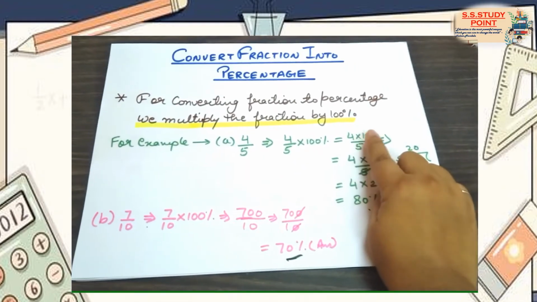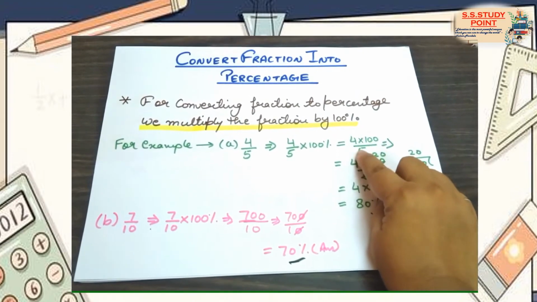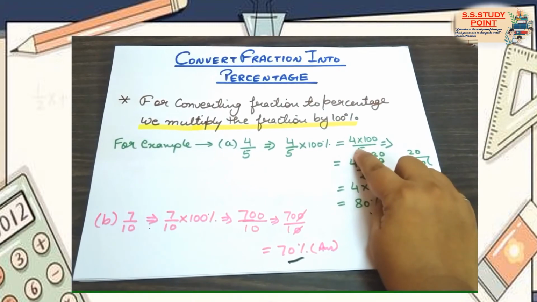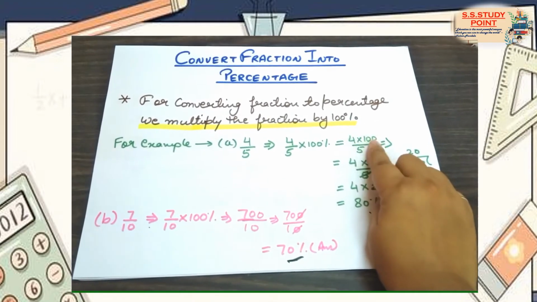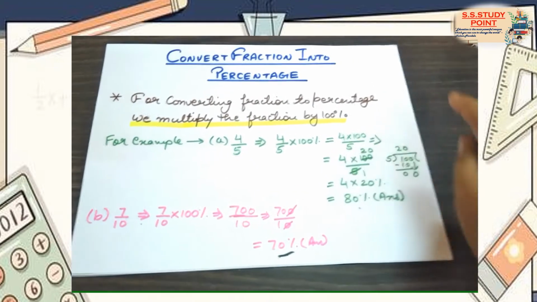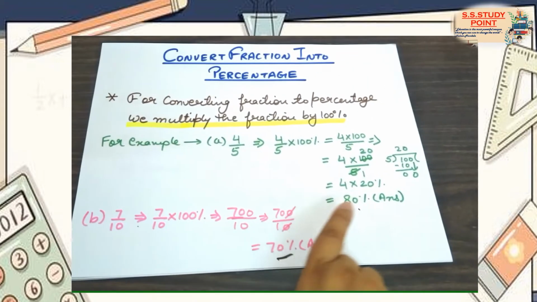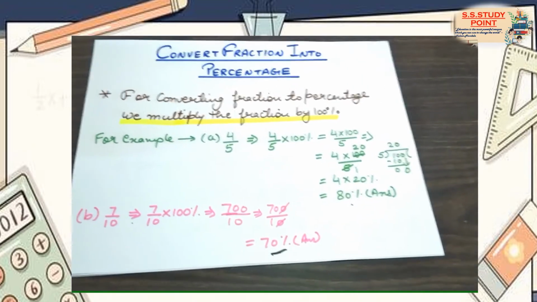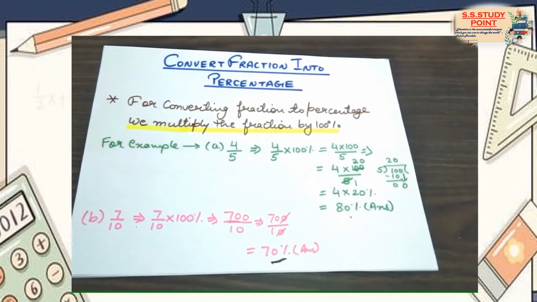So 4 into 100 divided by 5. Now 5 is in the denominator, so it will divide whichever number is divisible. 4 is not divisible, but 100 is. So how much is left? 20. So 4 into 20, that means the answer is 80%.